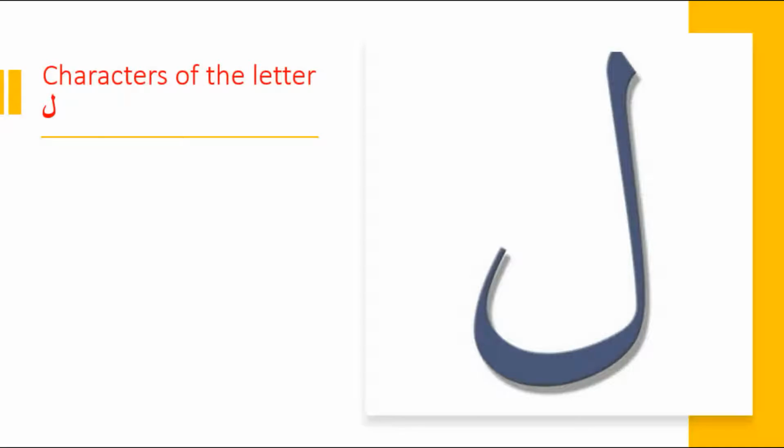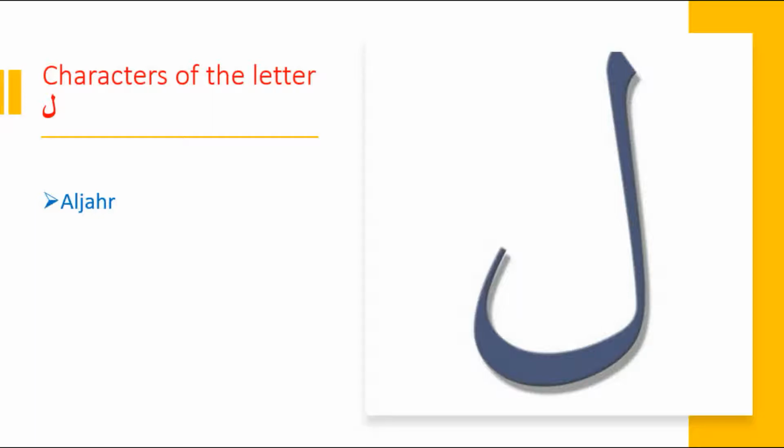Now, what are the characters of the letter Laam? Is it a letter with hams, like seen, for example, or is it a jahr? So, first, it is jahr. Jahr means it is apparent. It has no hams in it. Al, al, al. No hams. It is not like seen or sad. Sad has whispering and has also hams. No, it is not that. It is jahr. Al, al.